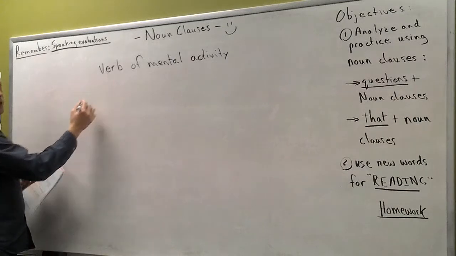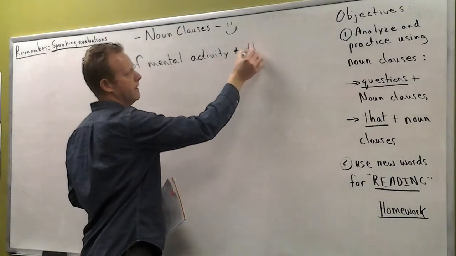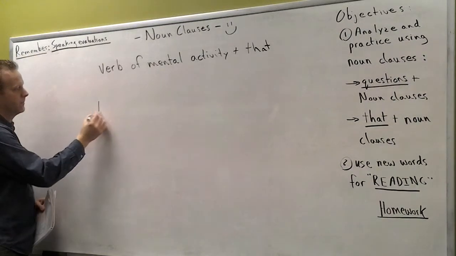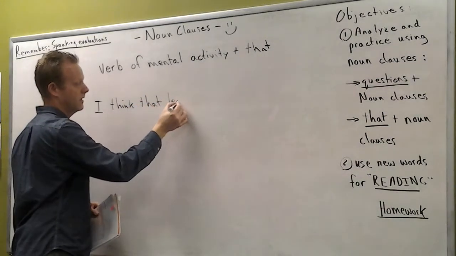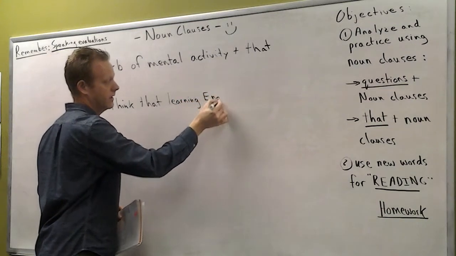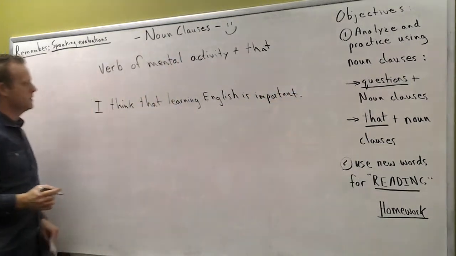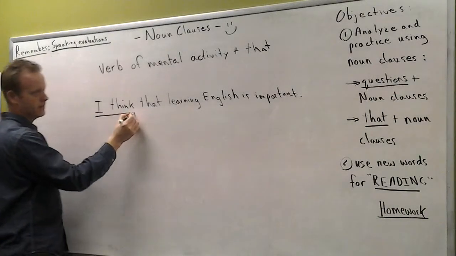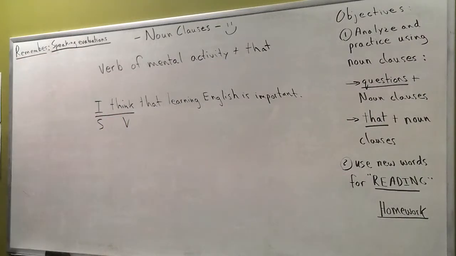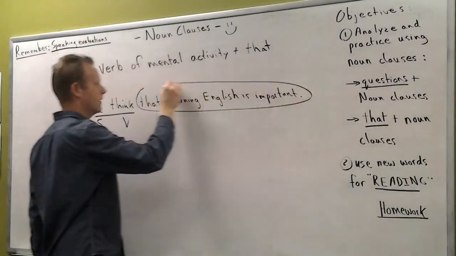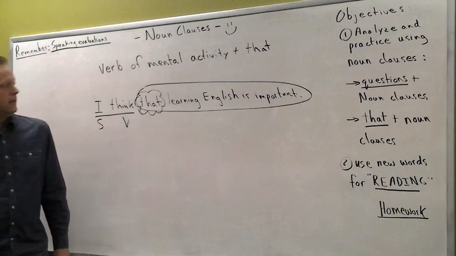Think. Yeah. So can you give me a sentence using think and then maybe a noun clause? Of course it works nicely with that. I think that learning English is important. There you go. So where's the main clause? I think that. Yeah. I think. Where's your subject? Verb? Think. Good. And then where's the noun clause? That learning. Good. And then where's your signal word? Good. I think that learning English is important.